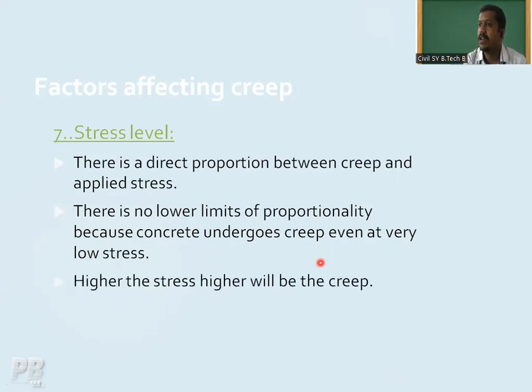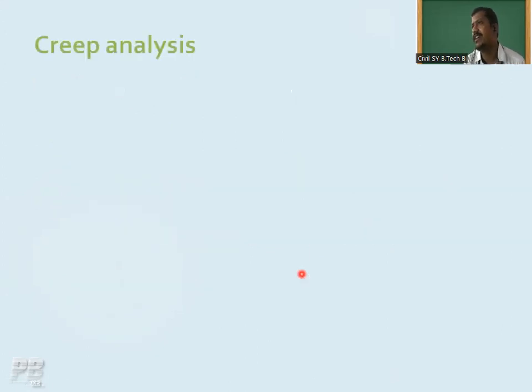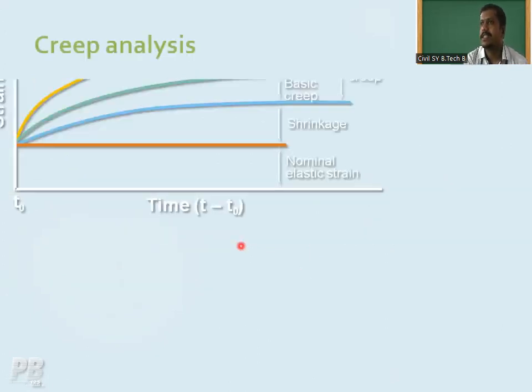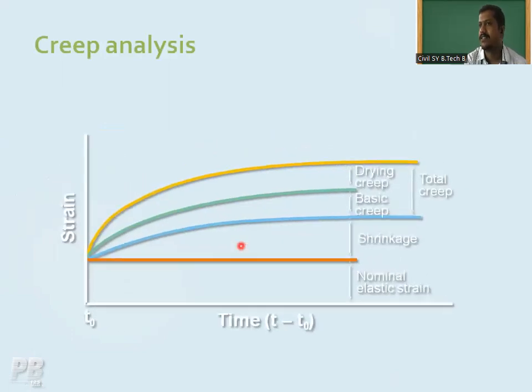So higher the stress, higher will be the creep. More will be the deformation. Creep analysis, I think there is one chart. Creep is nothing but the deformation. What is deformation? Nothing but strain, one kind of strain. So with respect to time, how it goes on. Then drying creep and basic creep and shrinkage and nominal strain is there.